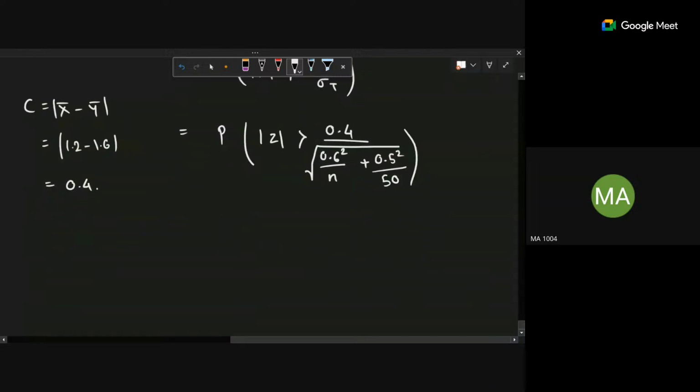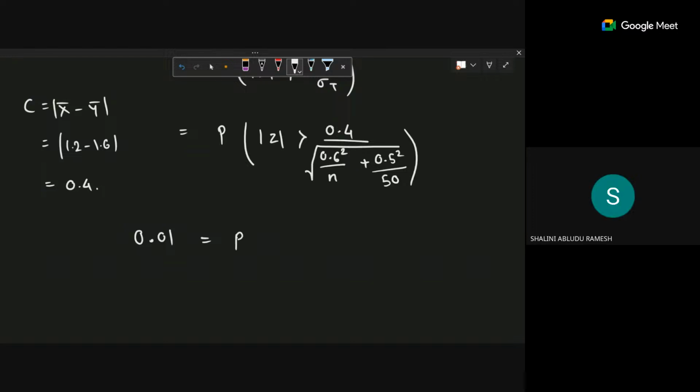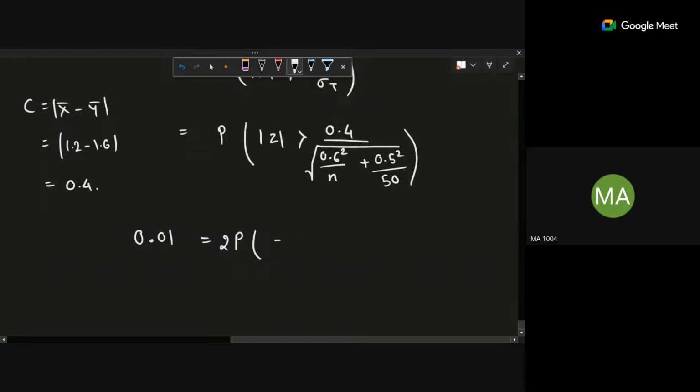That is our sigma t. So this is 0.01 and the unknown is there. Probability of modulus Z greater than something, what will it give me? It will give 2 times Fz of negative 0.4 upon sigma t. I am again writing this because n is unknown, so anyhow I have to take the inverse, right?